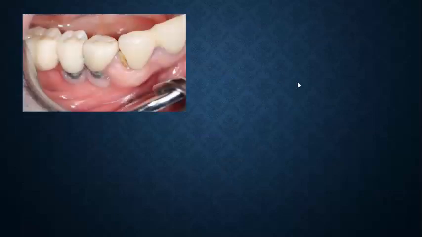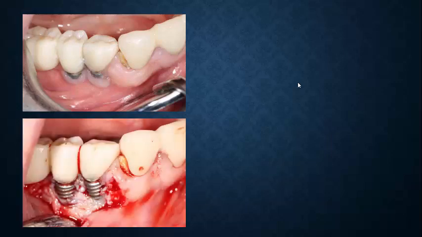So let's take a look at this case. This patient came with gingival recession, exposure of the neck of the implant, and aesthetic problem. Here, I think the dentist placed the implant too buccally and ended up with bone resorption and gingival recession, and subsequently, aesthetic problem. So here to treat this case, I decided to go with a CTG, a connective tissue graft.